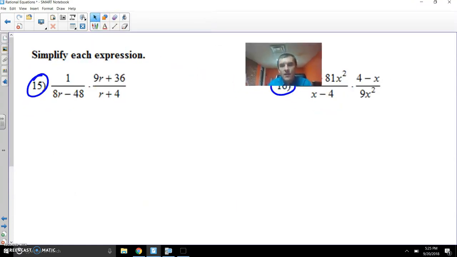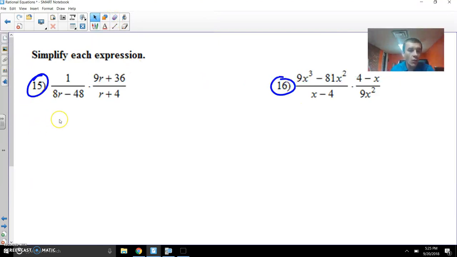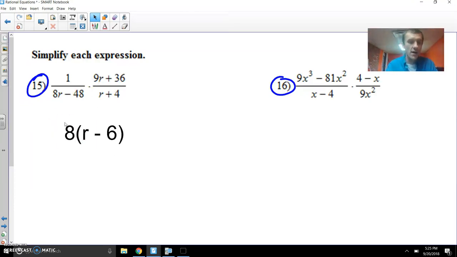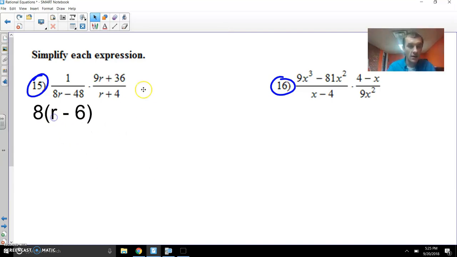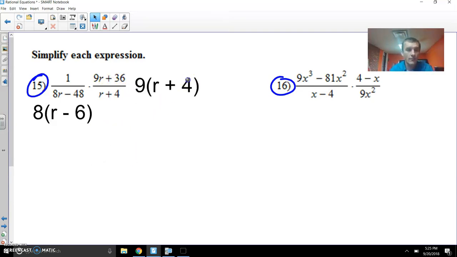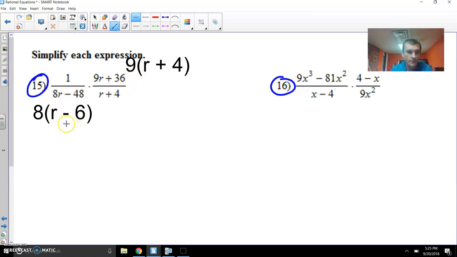A few more here. I'm wanting to figure out what can cancel out with all my problems here. I've got 8 that goes into 8 and 48, so I think that would leave r minus 6. And up here, it looks like 9 would go into 9 and 36, and I'd be left with r plus 4. I'm just changing the way that these two are written so I can find some things that cancel.